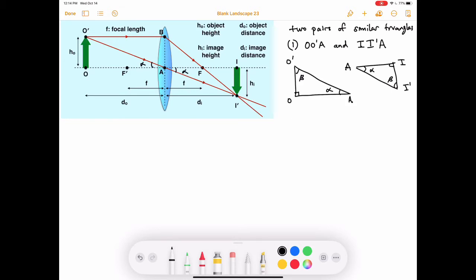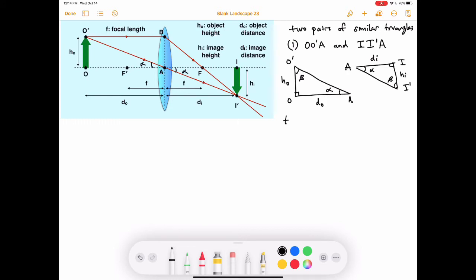And so we can use that fact to relate the side lengths of the two triangles, because here, actually, before we do that, let's label the side lengths. The distance between O and O prime is HO, the height of the object. The distance between O and A is DO, that's the object distance. And then on the other triangle, the distance between A and I is DI, that's the image distance. And then the distance between I and I prime is HI, that's the height of the image, okay?